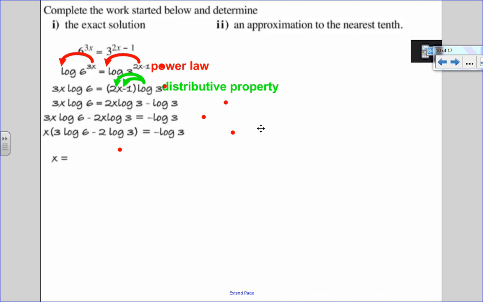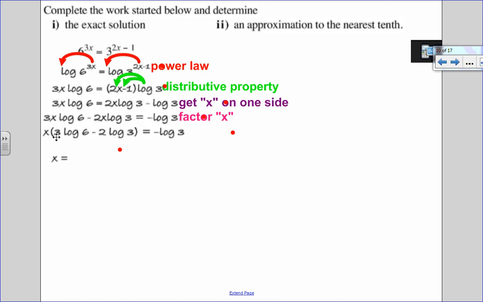Log 3 is just a number, so we're distributing it inside the brackets. And then what we want to do is get x on both sides. So you can see that's why they subtracted 2x log 3. So now all my x terms are on one side. I want to then factor an x. So they have a common factor of x.